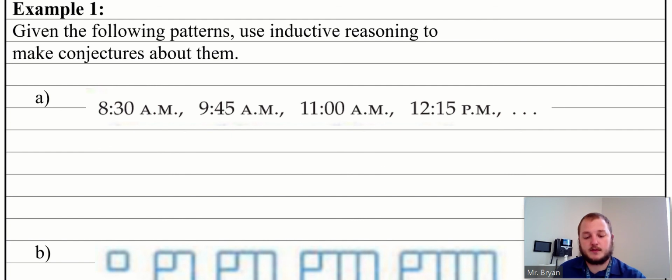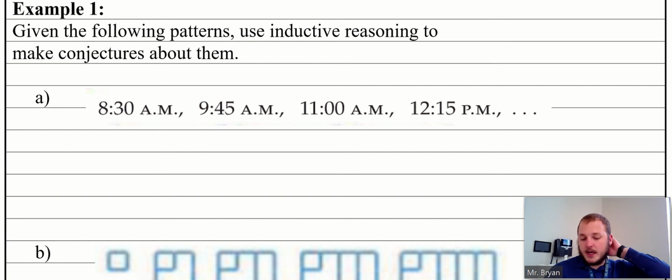I just want you to write down these 4 different times. Okay, so hopefully you have these written down. The times are 8:30, 9:45, 11 a.m., and then 12:15 p.m. And what it's asking us to do is, given this pattern, use inductive reasoning to make conjectures about this.